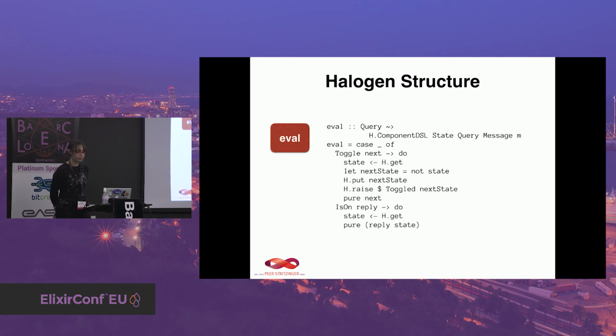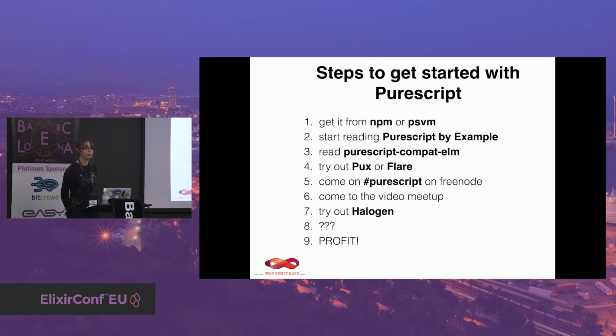And then this is the eval function, which has got another strange type, but you don't need to worry about it. It's got basically a pattern match on the action. So you can toggle the state, or you can check whether it is on. And that is it. That makes you a button that toggles on and off. So that's still pretty small code, and fairly similar to Elm, all in all.